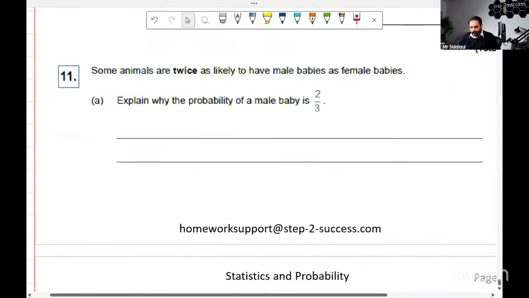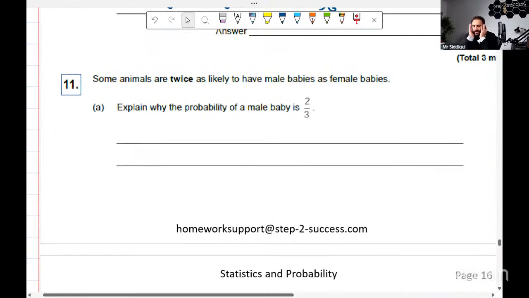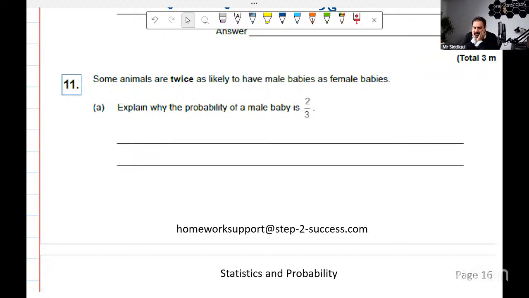11. Some animals are twice as likely to have male babies as female babies. Explain why the probability of a male baby is 2/3. Well, probably because the female baby would be 1/3, and 2/3 is twice as big as 1/3. I'd write that down.